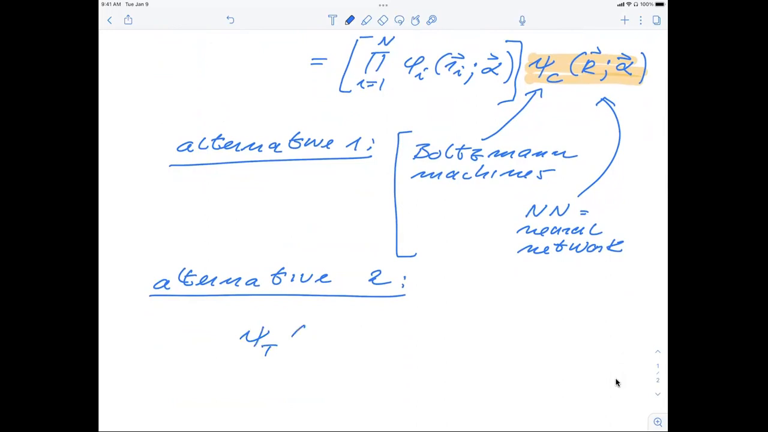An alternative 2, on the other hand, is actually to let the trial wave function, which we have, psi of t of r, be a function of the parameters alpha. Now, the parameters alpha are not going to be, I would say, the variational parameters, but they are going to be expressed by the parameters of the network. So our network is going to be given by weights and biases when we are setting up a neural network or a Boltzmann machine.